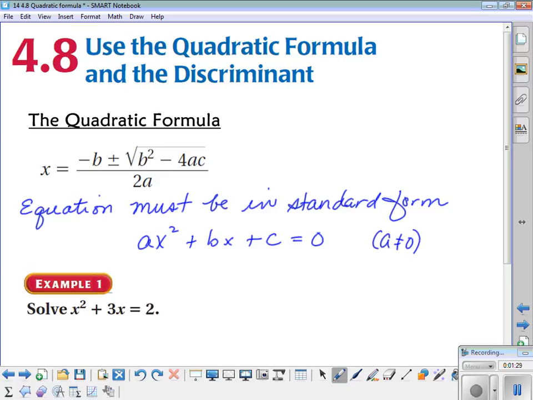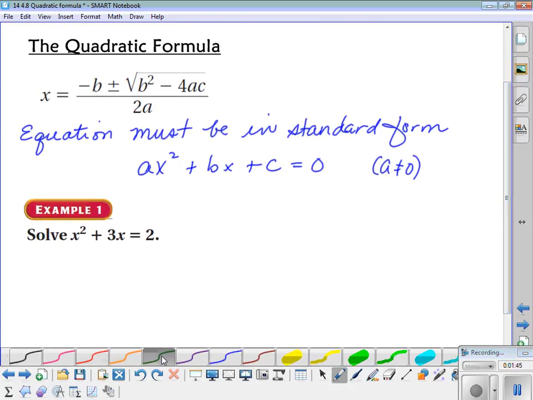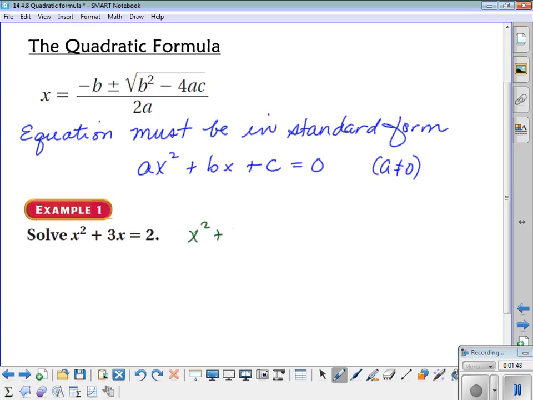So our first example that we're going to do is we are going to solve x squared plus 3x equals 2. So first of all, is it in standard form? No, it's not. What do I need to do? Subtract the 2 and get it to the other side. All right, so I'm going to do that. And when I do that, I get x squared plus 3x minus 2 equals 0. So what's my a value? 1. What's my b value? 3. And what's my c value? Negative 2. Okay, so we just plug that right into the equation.